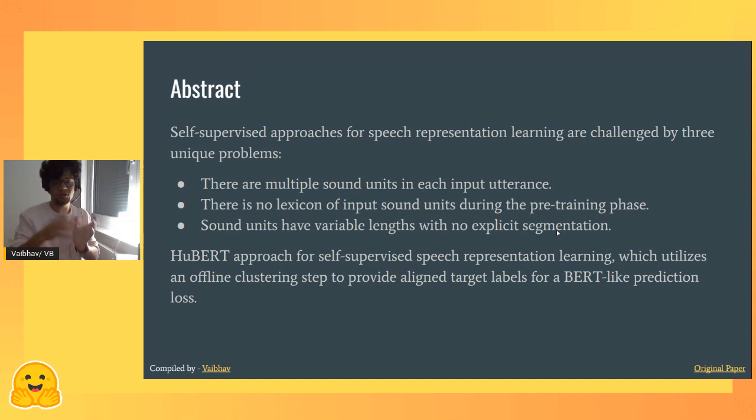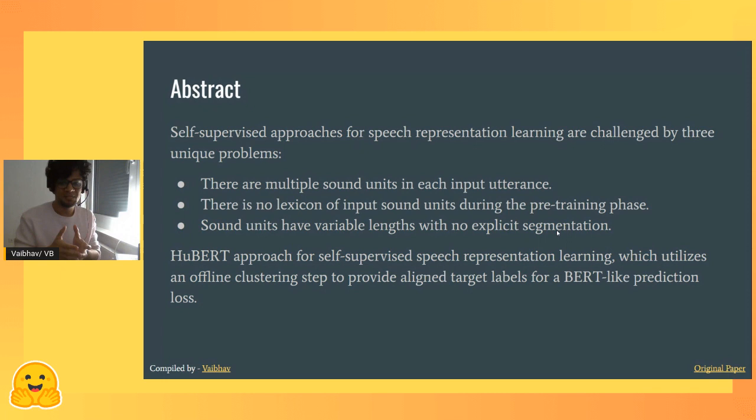HuBERT provides an alternative approach to learn these representation units. The three problems that the authors start off with: the first is that there are multiple sound units in each input utterance, so each utterance can be multiple sound units plugged together. Because the model is supposed to learn from the audio itself, there is also no text or lexicon available for the model to learn with.